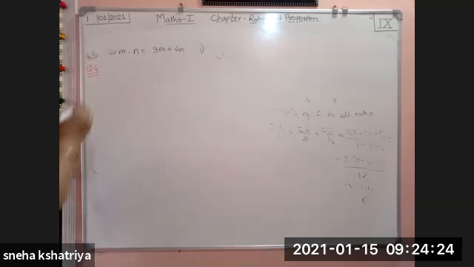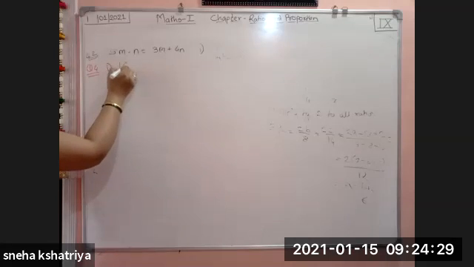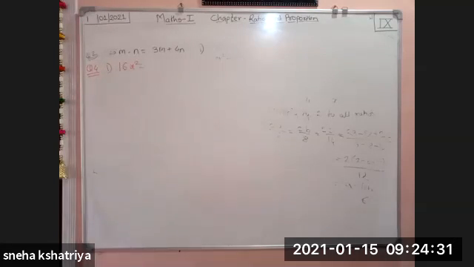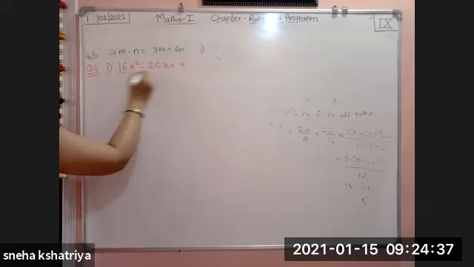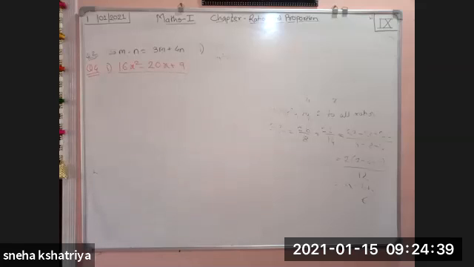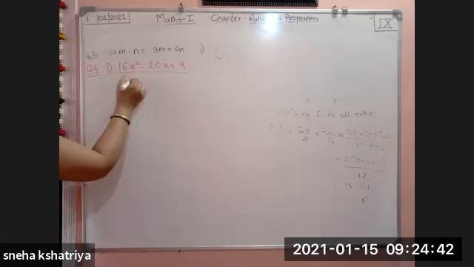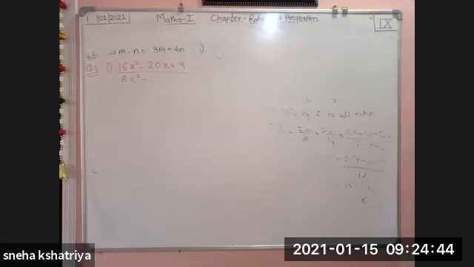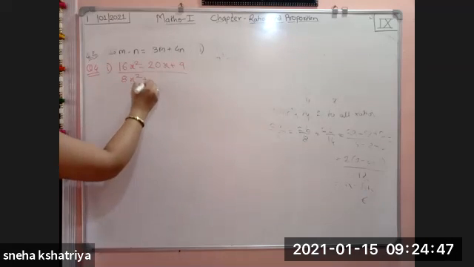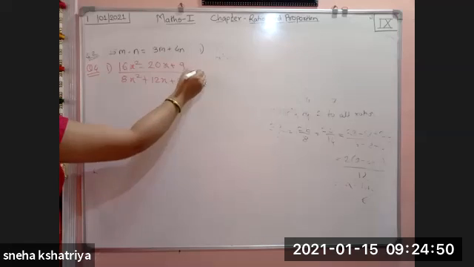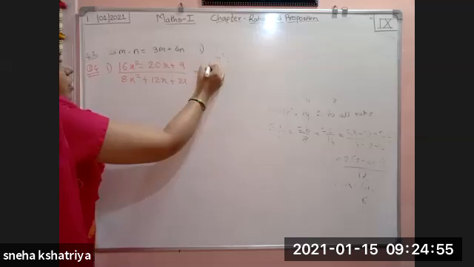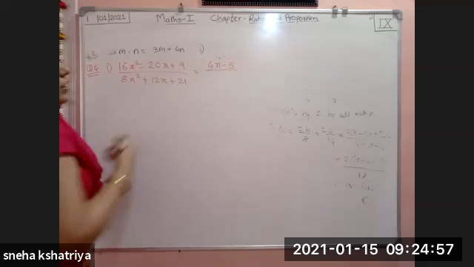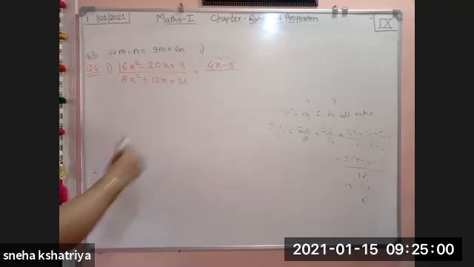What is the question? 16x square minus 20x plus 9 divided by 8x square plus 12x plus 21, which is equal to 4x minus 5 divided by 2x plus 3.